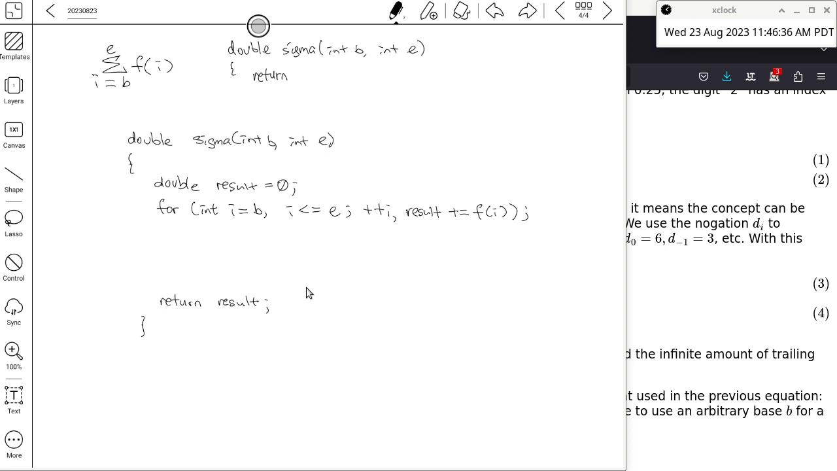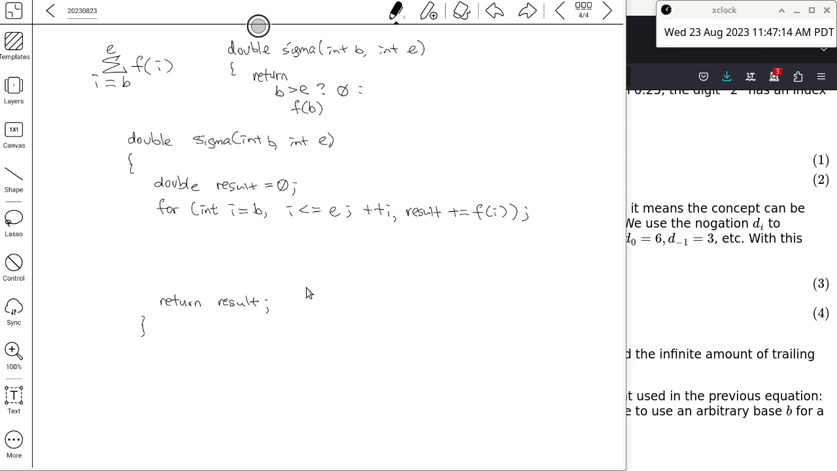Okay, so what are we checking? Well, we say if B is greater than E, then I should return zero. In other words, we are running out. The beginning is past the end already, so I got nothing to do here. But what if B is less than or equal to E? What should I do? Well, the first thing is, I think in this case, F of B is important. I need to figure that out.